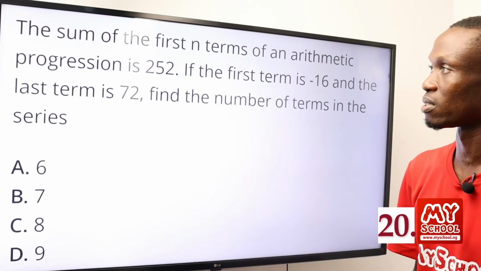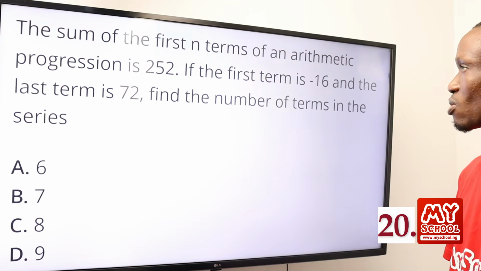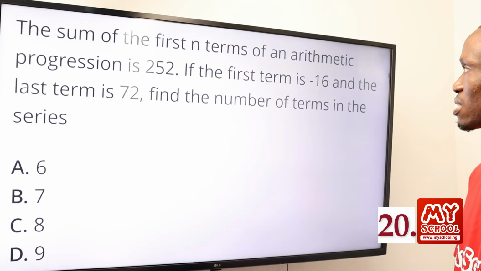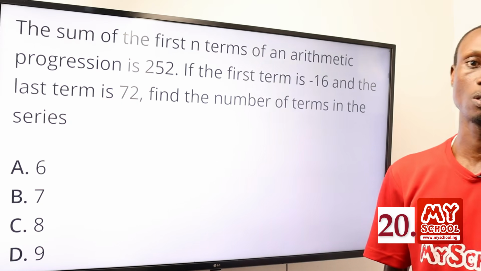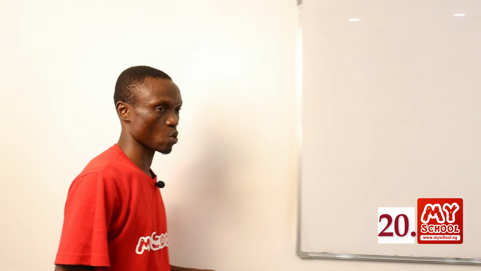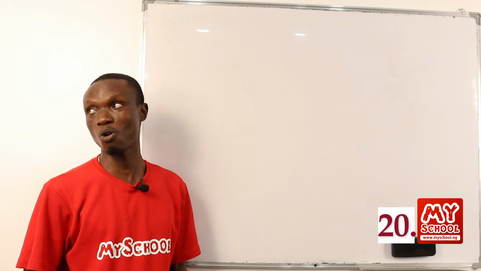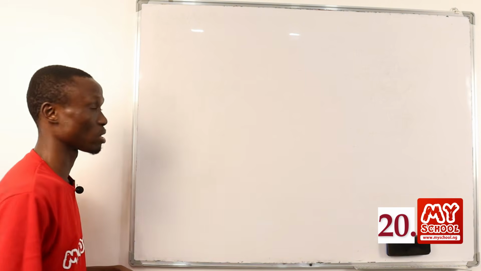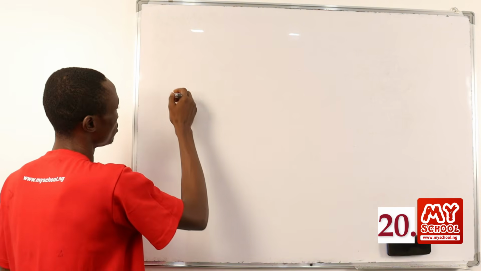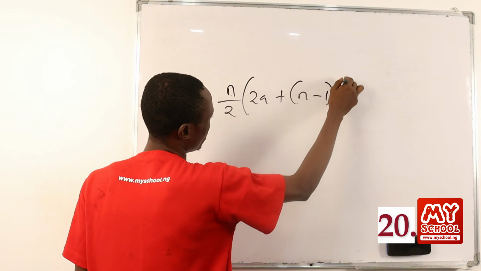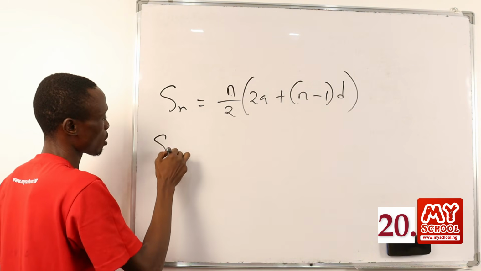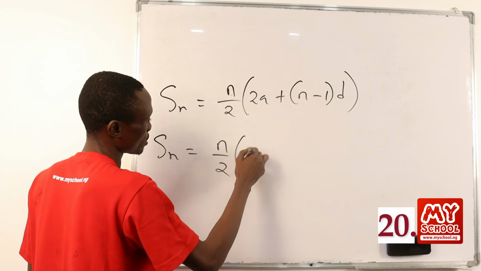Moving on to question 20. The sum of the first n terms of an arithmetic progression is 252. If the first term is minus 16 and the last term is 72, find the number of terms in the series. So let's move over to the board to provide answer to this question. To find the sum of the n terms of an arithmetic progression, we have two formulas that we can use. One of them is n over 2, bracket 2a plus n minus 1, then d in bracket. The other one is n over 2, bracket a plus l.